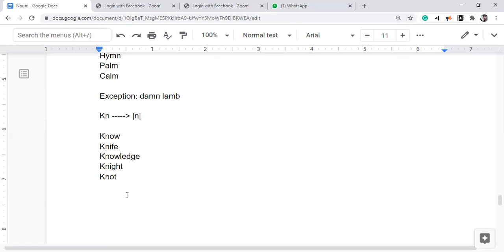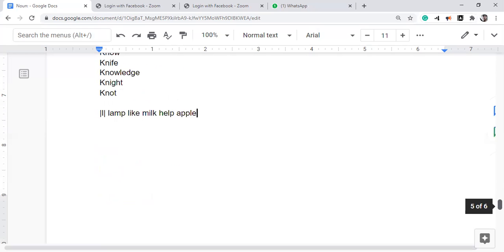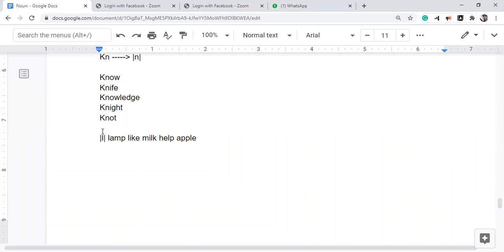So let's see the next sound from the consonants, that is called the L sound. Very simple sound. For example, lamp, light, milk, help, apple. Don't say apple the wrong way, it's pathetic English. Okay, it's apple. Remember that. So this is the L sound. La lamp, la light, la milk, la help, la apple.